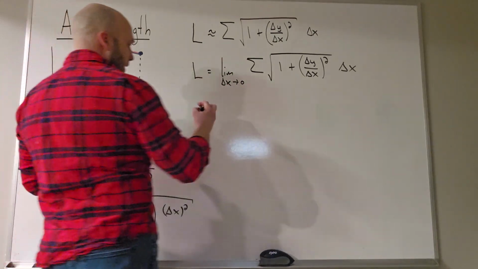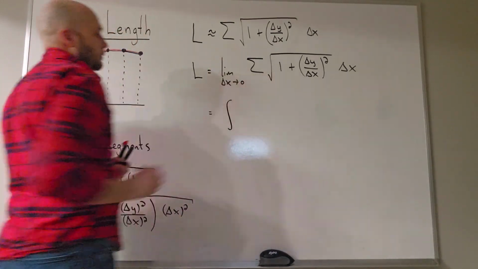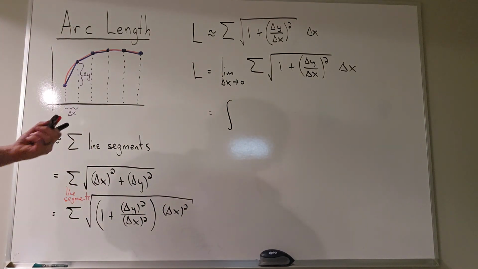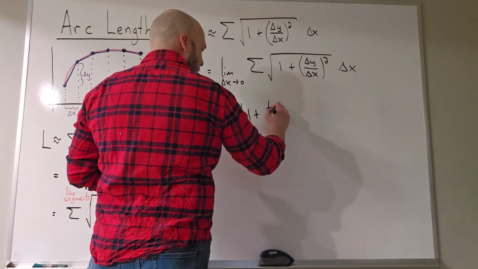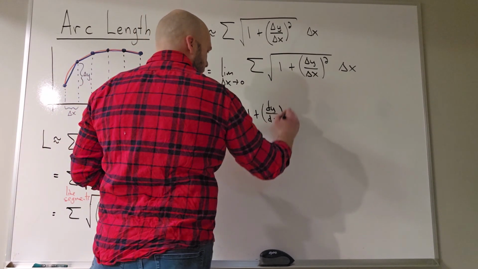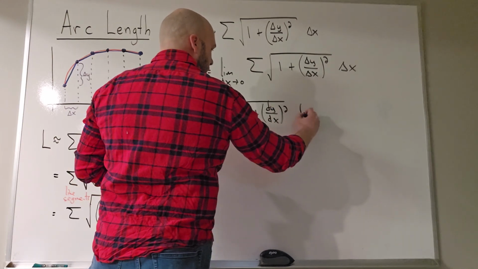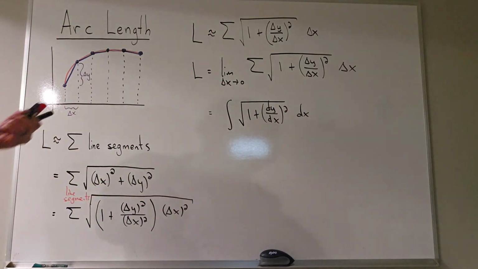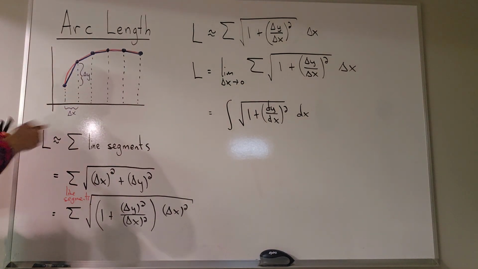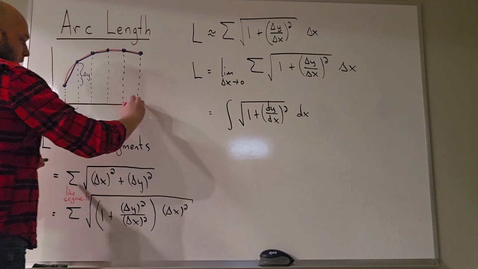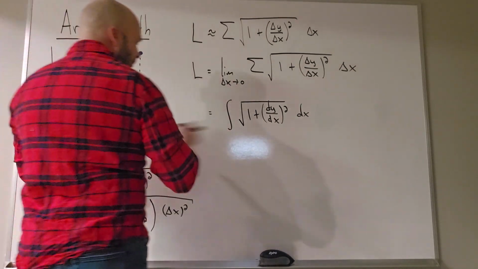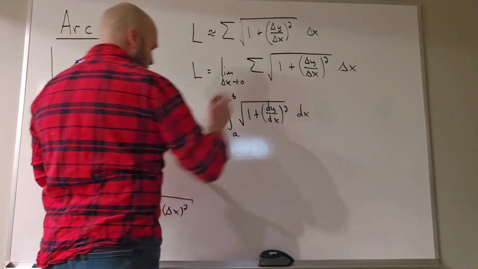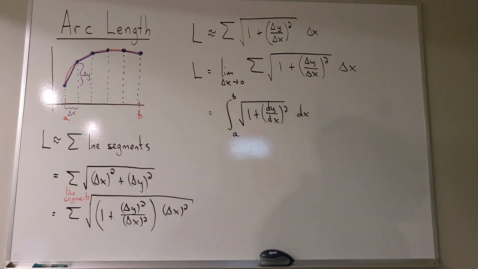So therefore, the value for the length is given by the integral of the square root of 1 plus the square of the derivative, dx. Since this is going to be a length, it's going to be a definite integral. So if the limits of integration, if this right here is a and this right here was b, then my integral would be from a to b. So that's where the arc length formula comes from.